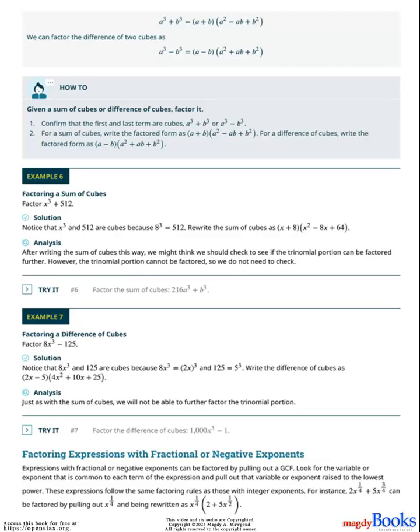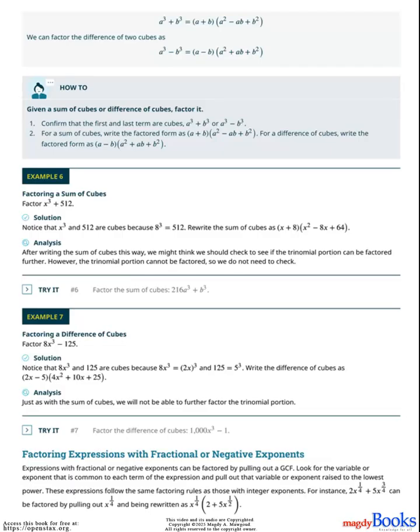Analysis. After writing the sum of cubes this way, we might think we should check to see if the trinomial portion can be factored further. However, the trinomial portion cannot be factored, so we do not need to check. Try it number 6. Factor the sum of cubes: 216a cubed plus b cubed.